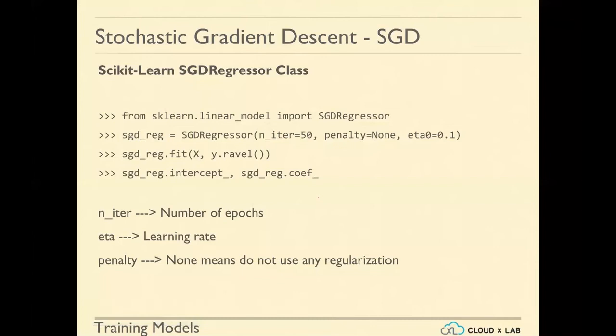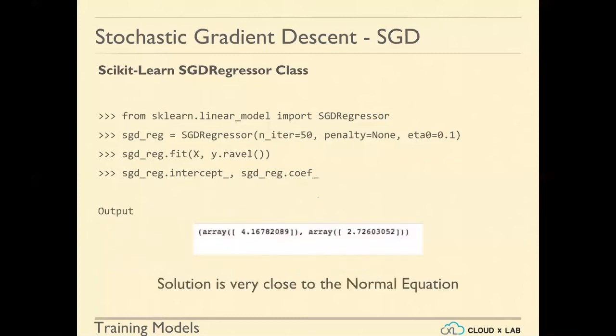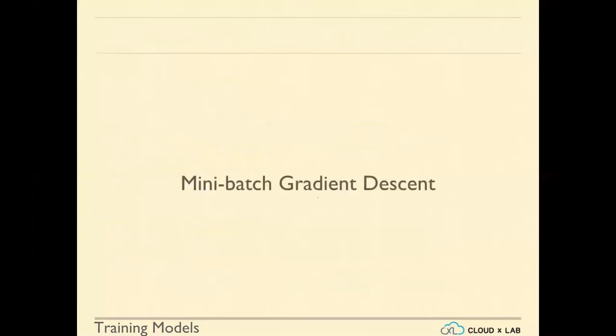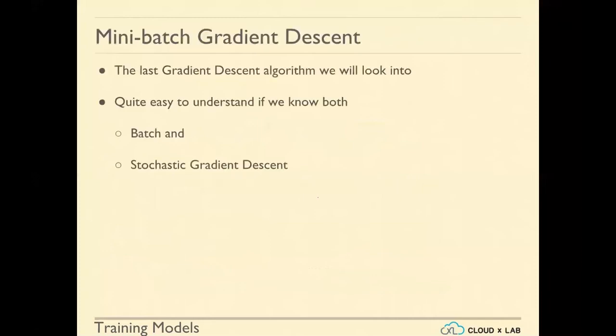Okay, great. So one thing that we learned was SGD. SGD makes it extremely fast to reach some point, but stochastic gradient descent also roams around a lot. It takes a long time to converge. Now, as a balance between batch and stochastic, there is something called mini batch. The last gradient descent algorithm that we'll look into is mini batch gradient descent. It's quite easy to understand as we know both batch and stochastic gradient descent.